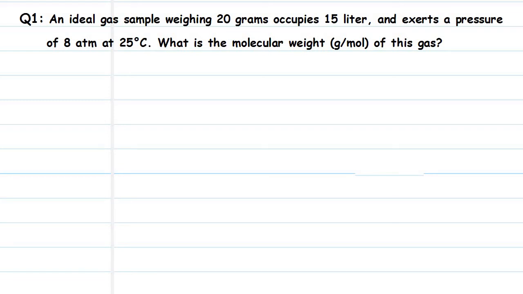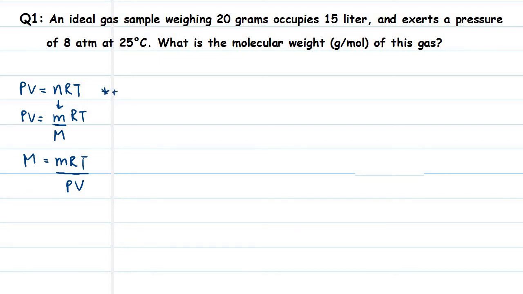It's an ideal gas, so most likely we will be using PV equal to nRT. And we know that PV equal to little m over big M, which comes from mole, RT. And since they're looking for molecular weight, we can get molecular weight equal to mRT over PV. So you can see that you need to memorize only PV equal to nRT. The rest of them you can derive really quickly.